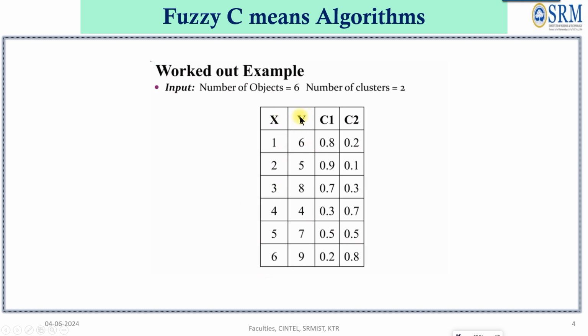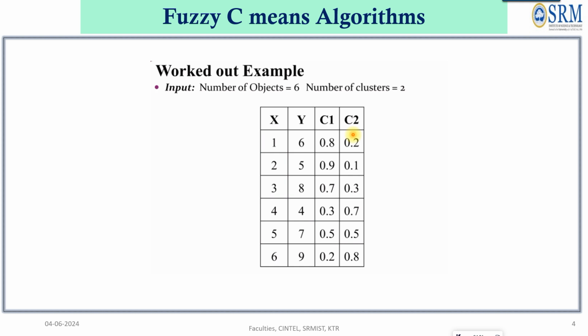Okay, so just consider here we have a total of 6 data points with 2 features x and y, and the number of clusters provided in the question is 2. If you want to form 2 clusters in the fuzzy C-means clustering algorithm, this single data point 1, 6 can fall under C1 as well as C2.